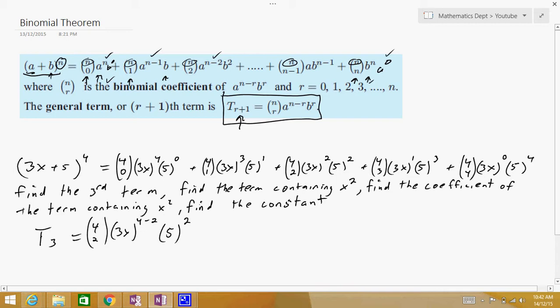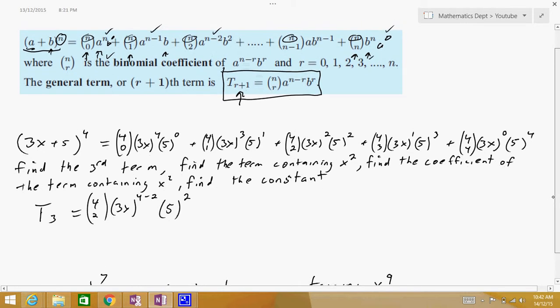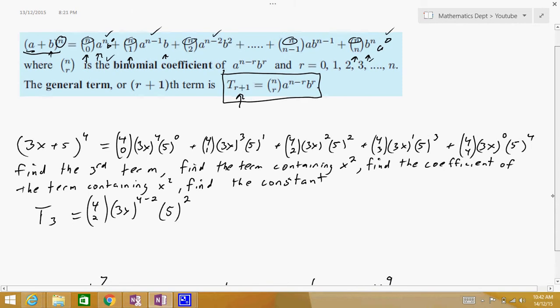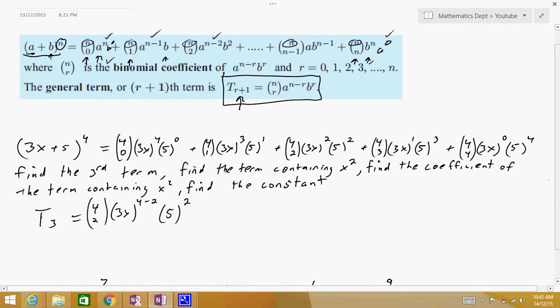Then you just multiply it out and solve for the term. If they wanted x to the power 2, for this one, you should realize that you wanted the 3x to the power 2 to give you the x to the power 2. So there's a little bit of common sense for that kind of question. Find the coefficient of the term containing x to the power 2. Once again, we're looking at x to the power 2. Just when you give that answer, if they're asking for the coefficient, just write the number, don't put in the x to the power 2. And if they ask you to find the constant, that's the one where it's x to the power 0.